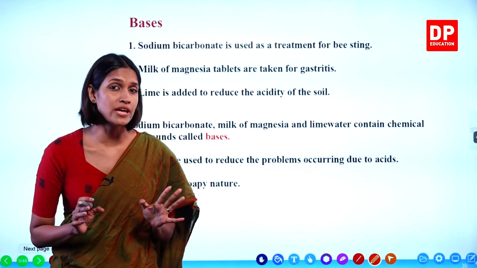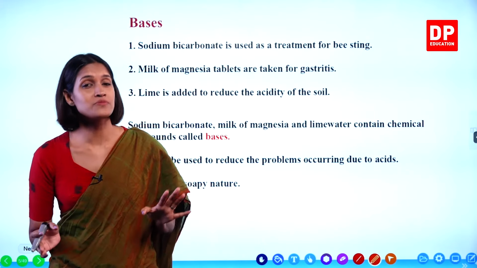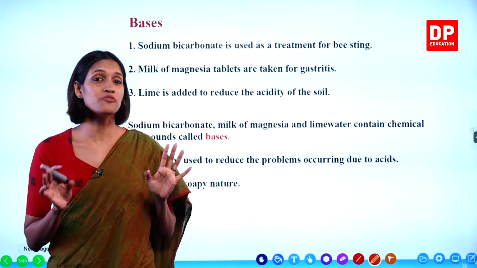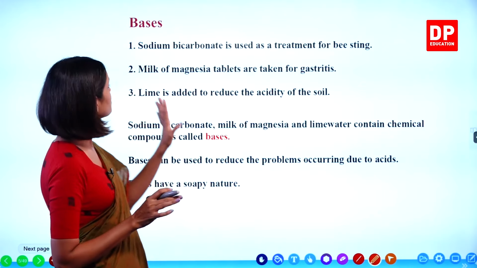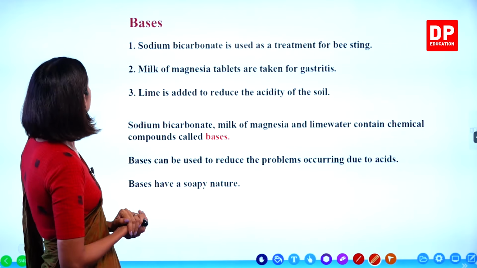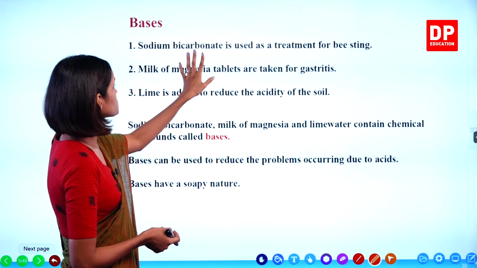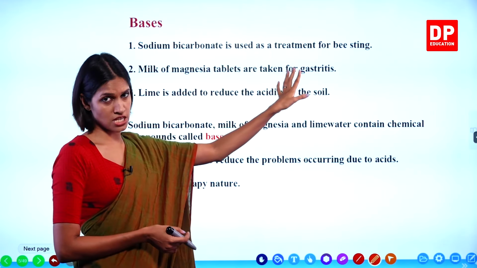But do you know that just like acids, you've been using different types of bases as well in your day-to-day life? We will learn about bases. Before we learn what bases are, we will go through these examples. Listen carefully. Number 1. Sodium bicarbonate is used as a treatment for bee sting.